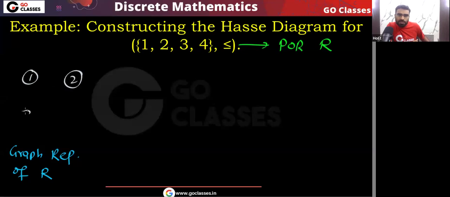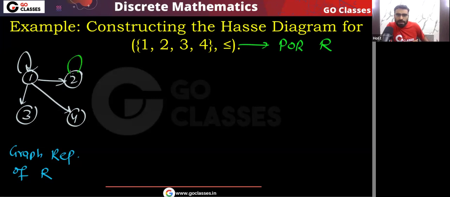Very simple, 1, 2, 3, 4. You can see that 1 is less than equal to 1, 1 is less than equal to 2, 1 is less than equal to 3, 1 is less than equal to 4. 1 is related to everyone. 2 is related to 2, 2 is related to 3, 2 is related to 4, because your relation is less than equal to. 3 is less than equal to 3, 3 is less than equal to 4, and finally 4 is less than equal to 4. This is the normal graph representation.